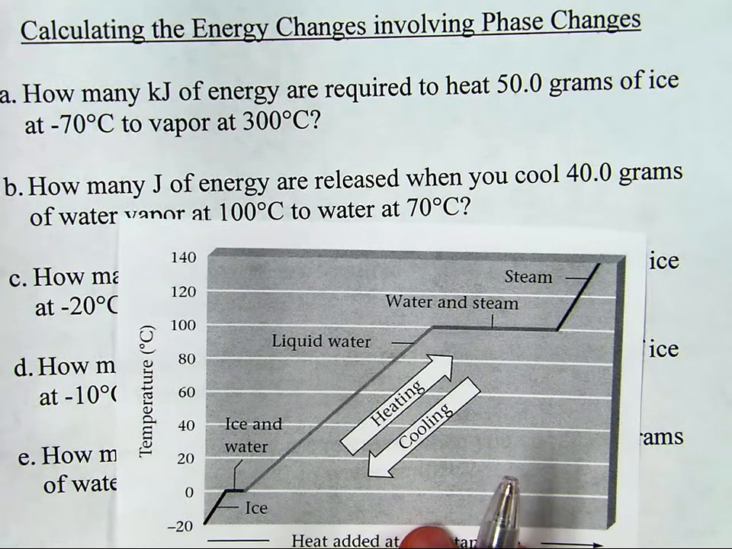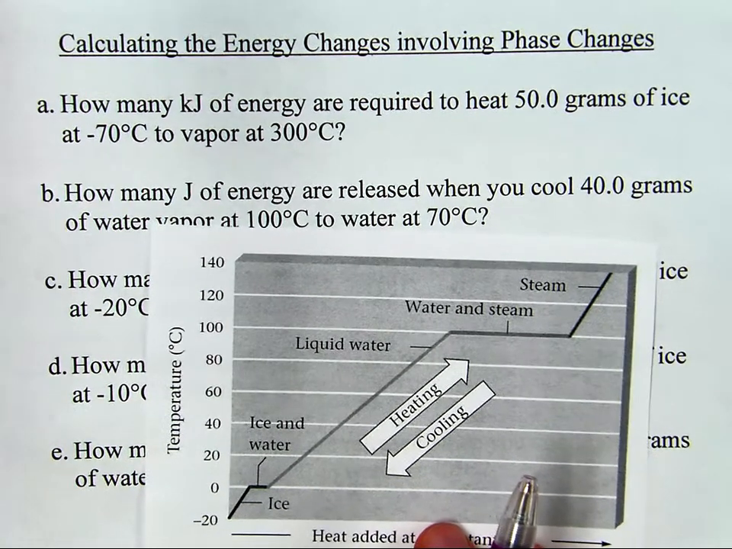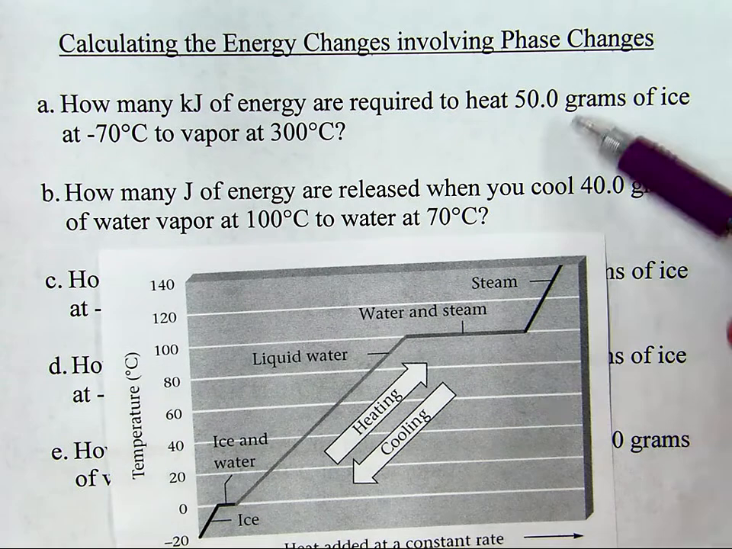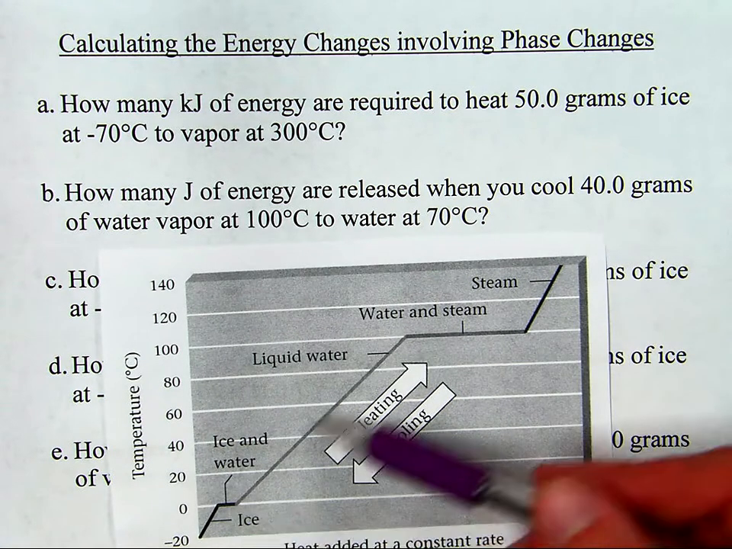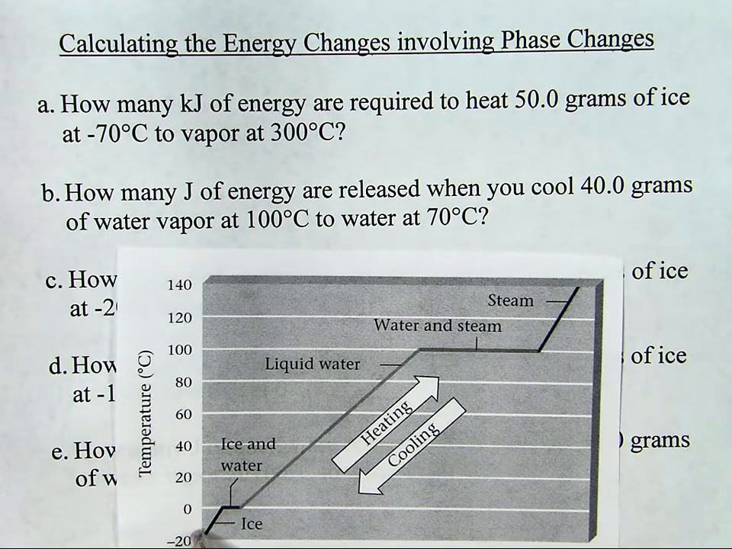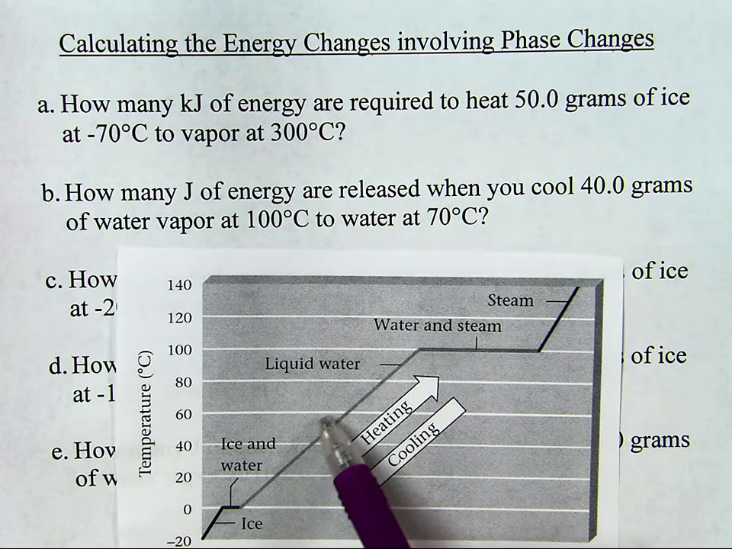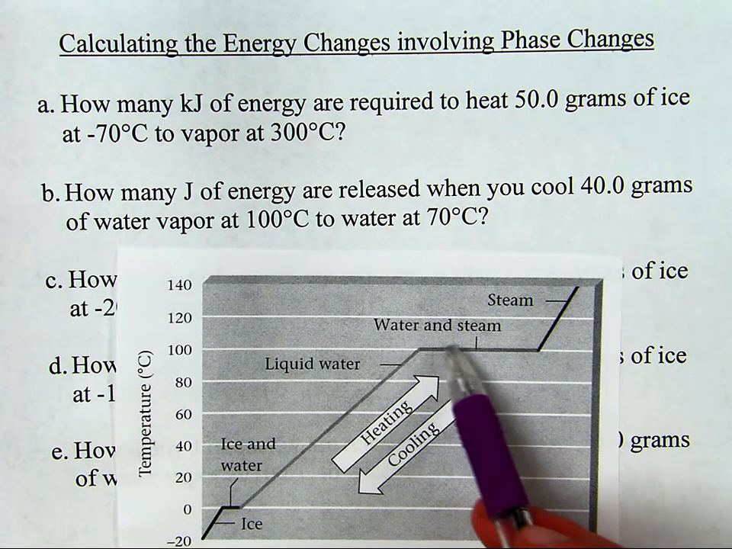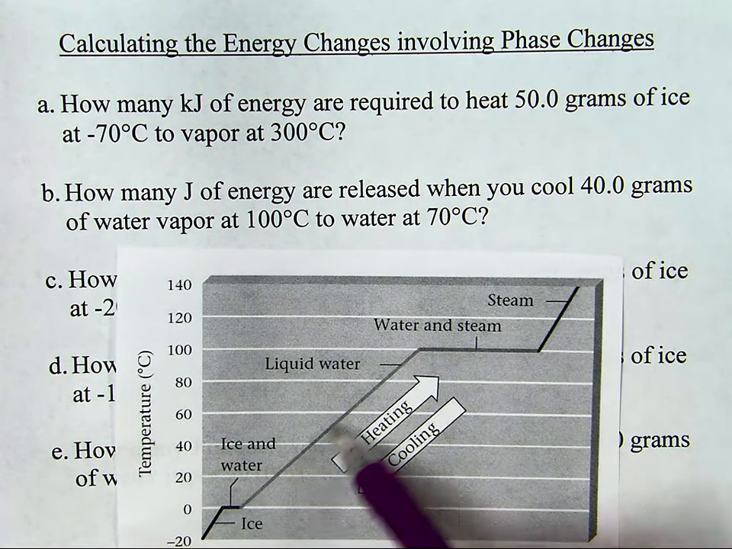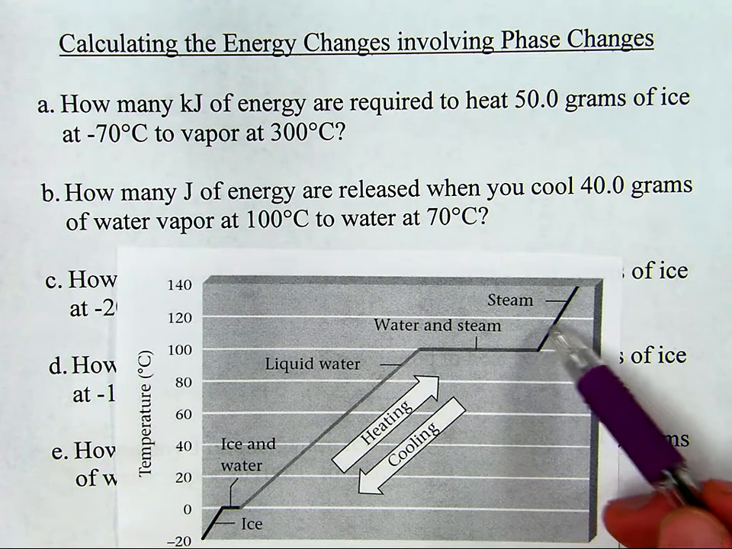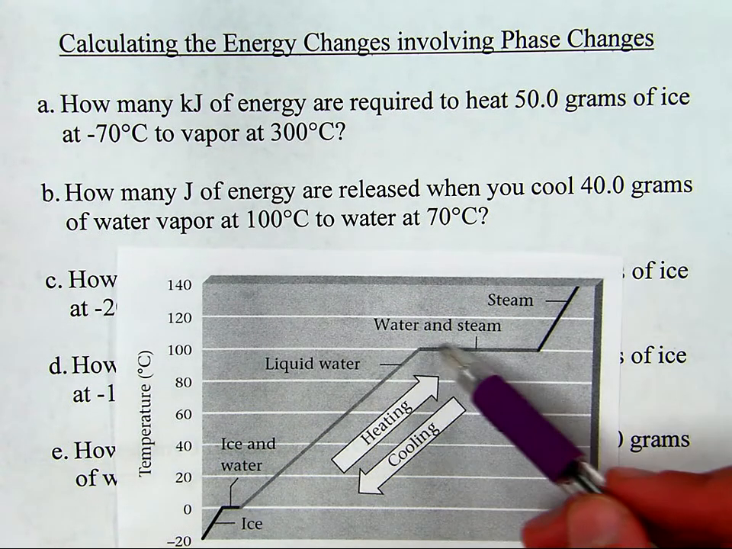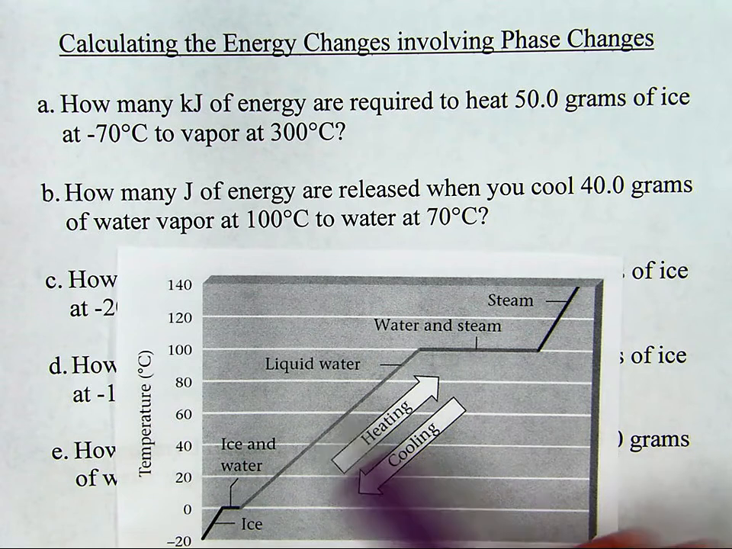Here again are these 5 questions we're going to look at. Another thing to consider: if you are heating it up, or otherwise adding energy, which is to say melting it, vaporizing it, or increasing the temperature, you're going to calculate that the amount of energy required is a positive number.